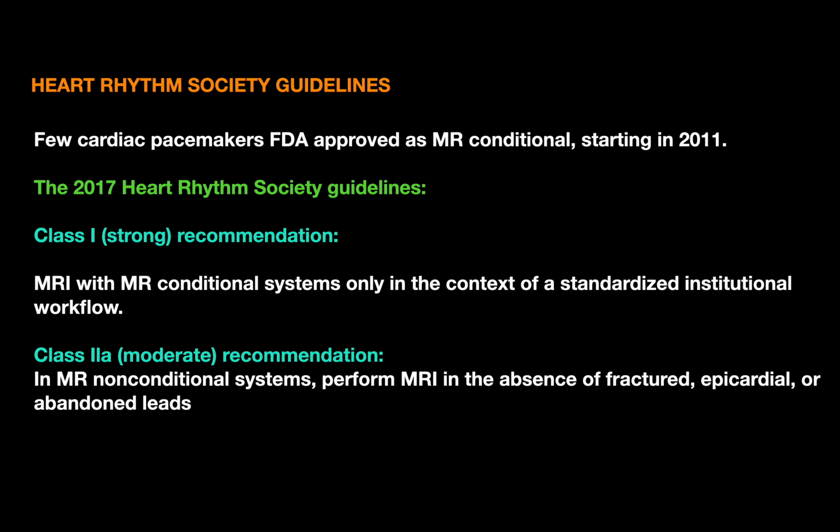Heart Rhythm Society guidelines: a few cardiac pacemakers have been FDA approved as MRI conditional, starting in 2011. In 2017, the Heart Rhythm Society guidelines made two recommendations, that is class 1 and class 2A. Class 1 is a strong recommendation, where MRI is performed with MR conditional systems only in the context of a standard institutional workflow, and class 2 is a moderate recommendation, where in MR non-conditional systems MRI is performed in the absence of fractured, epicardial, or abandoned leads.